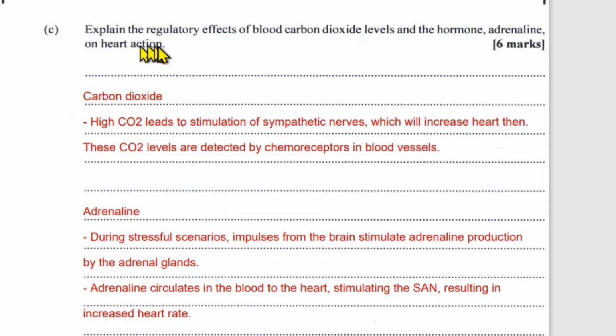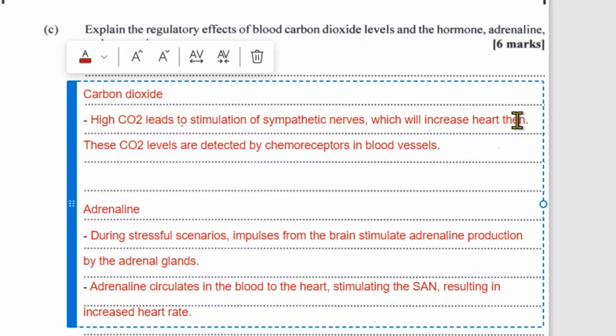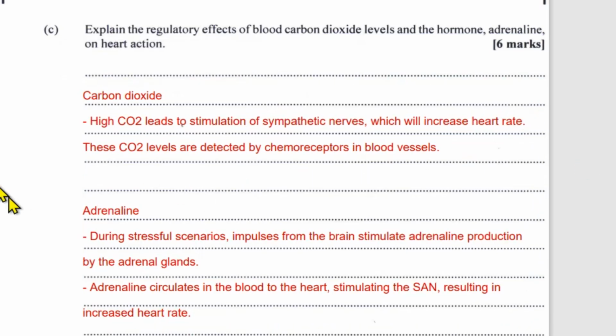C. Explain the regulatory effects of blood carbon dioxide levels and the hormone adrenaline on heart action. So a high carbon dioxide concentration leads to the stimulation of sympathetic nerves in the body. And what this will do is increase heart rate. If you think about it, you have high CO2, you want to get more oxygen to dissipate that CO2, because the CO2 is waste material, right? You want to get more oxygen in.